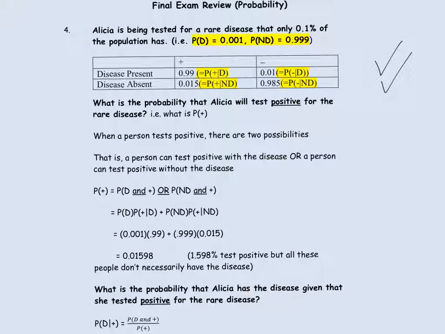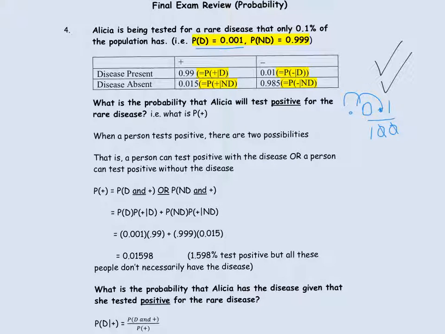Alicia is being tested, so there's always a rare disease for which you're being tested. 0.1% of the population actually has the disease. 0.1% is 0.1 over 100, so shift the decimal point 2 places to the left to convert it to a decimal. So P of D, disease, is 0.001.